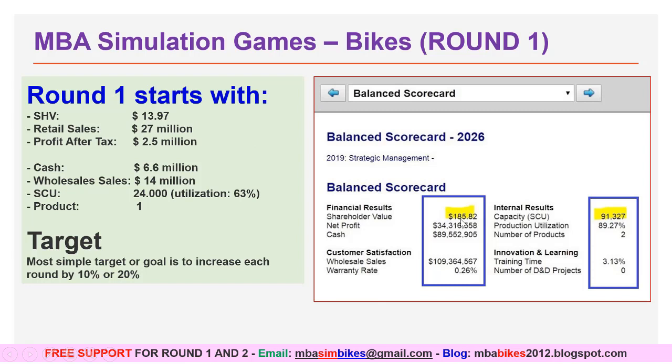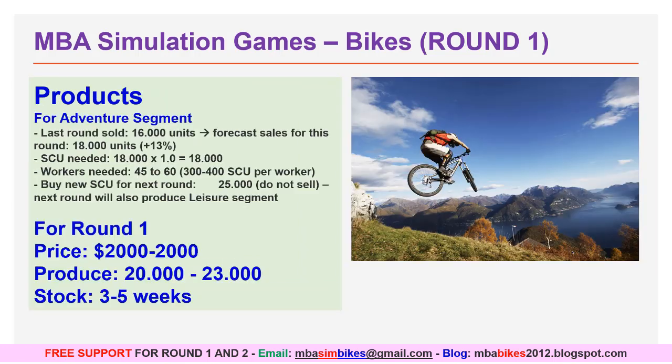We can get a very high from $13 to $185 for SHB, right? And net profit increased from 2.5 to 34. So let's begin. For the product first, in the practice round we get two segments, adventures and leisures.